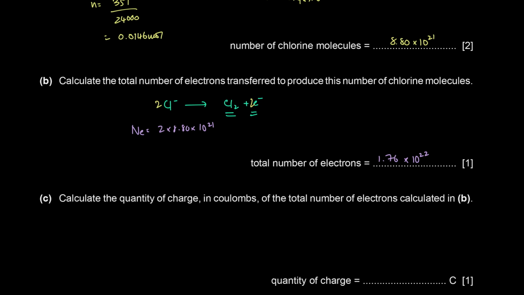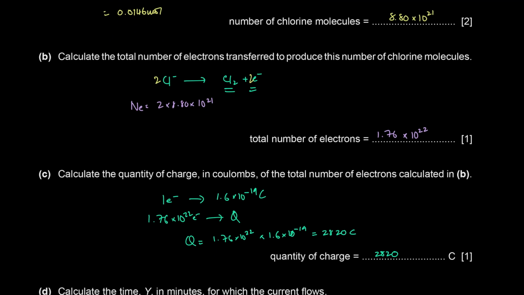Calculate the quantity in charge in coulombs of the total number of electrons. Now, one electron has a charge of 1.6 times 10 to the power of negative 19 coulombs. So if I had 1.76 times 10 to the power of 22 electrons, what would the charge be? Q is equal to 1.76 times 10 to the power of 22 times 1.6 times 10 to the power of negative 19. So this value comes out to 2820 coulombs.